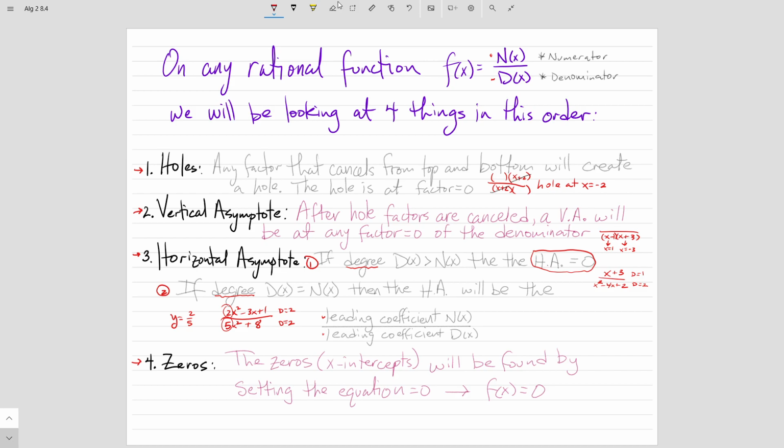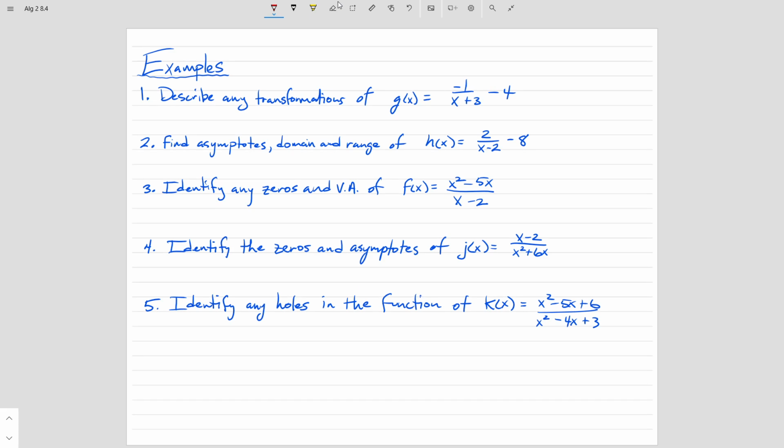Okay, so that was a lot of information. Let's do a couple examples together, just to show you how you're going to use it. So, example 1. Describe any transformations of g of x equals negative 1 over x plus 3 minus 4. Well, the parent function is 1 over x. So I notice that this negative symbol is a transformation. I notice the plus 3 is, and the minus 4. Those are all different than 1 over x.